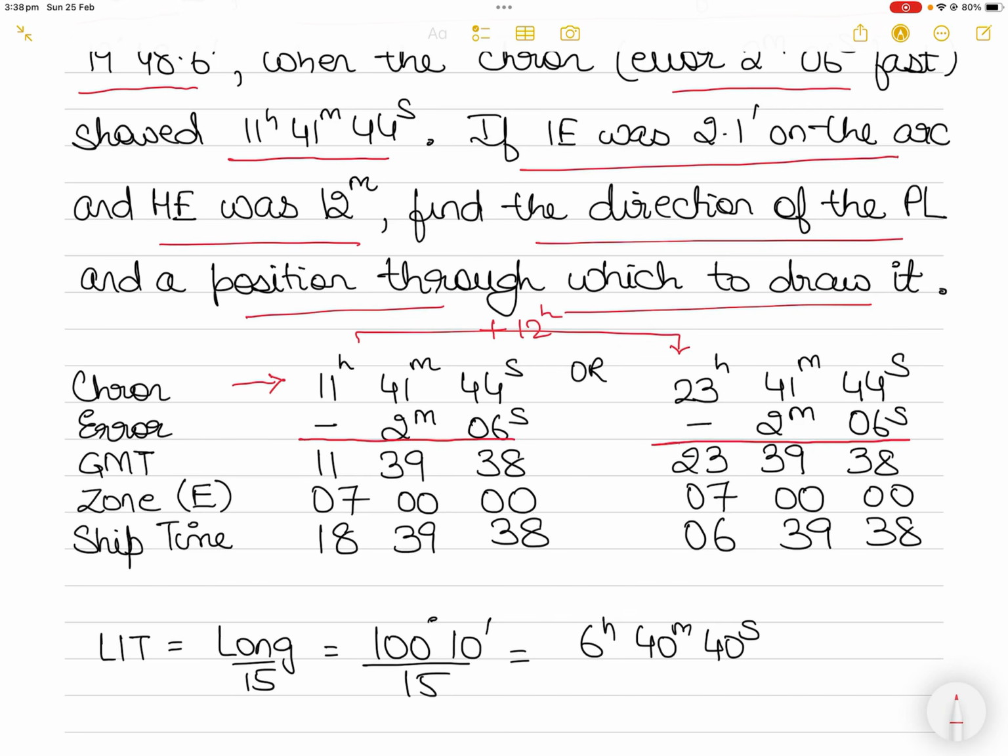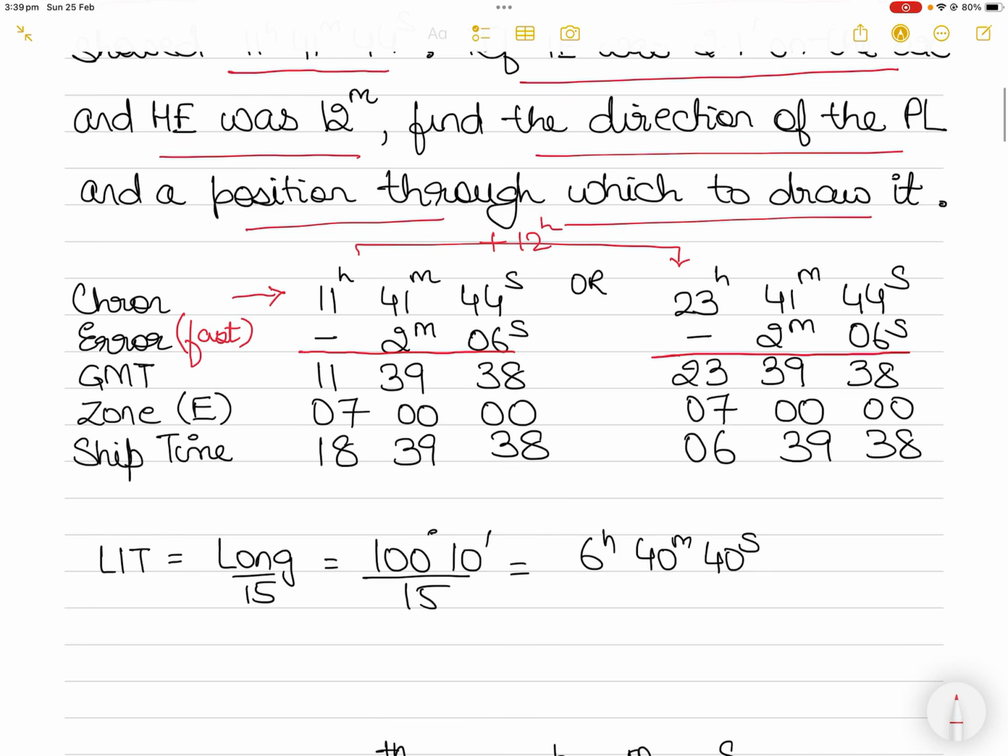Then we apply the error. The error was fast, so if the error is fast, you will subtract the error from the given chronometer time in both the cases. Just simply put the values in the calculator, you should be able to find the answer. And then we get the GMT, and then we apply the zone. Now if the zone is east, because the longitude is east, we will add. If the zone is west, that is the longitude is west, we would have subtracted. So again the zone is east.